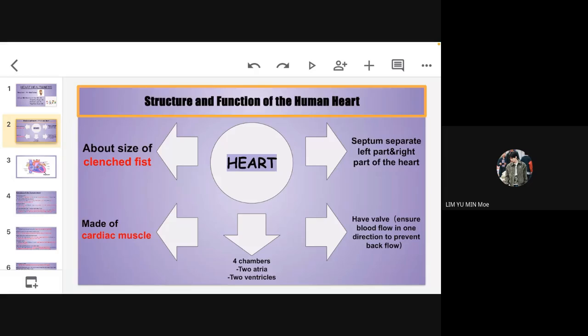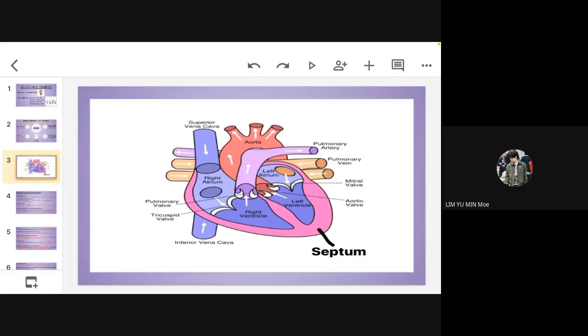The heart has 2 atria and 2 ventricles. The heart contains a septum, which separates the left and right parts of the heart, and it has valves to ensure blood flows in one direction to prevent backflow. And this is the picture of the structure of the heart.